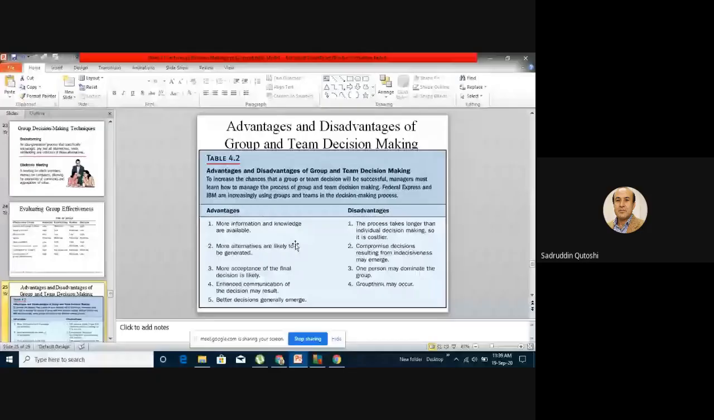Better decisions generally emerge. That's common sense: so many people come up with their ideas, and they discuss those ideas, and they evaluate each idea of each person in a very critical manner. As a result, whatever decisions are taken could generally be better decisions as compared to a decision one person takes singly.